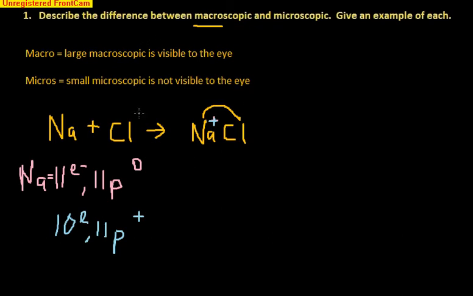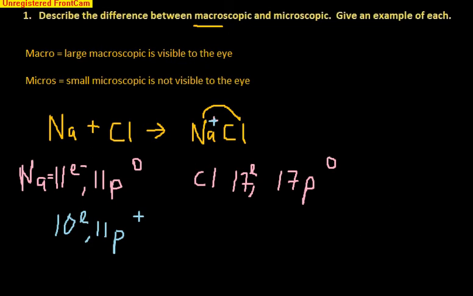Chlorine starts off with 17 electrons and 17 protons, so its net charge is 0. It's not necessary to put it, just for clarity, we will put it now.